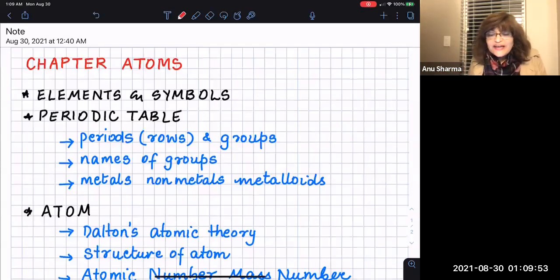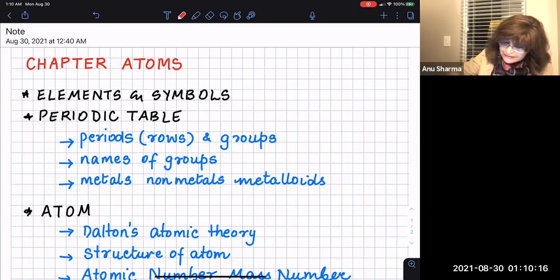Hi guys. Okay, so we are going to cover this chapter on atoms. First, we will look at the elements and the symbols that are associated with those elements. Then the periodic table and the placement of those elements in the periodic table. What are the rows? What are the groups? The names of the groups and the metals and the non-metals and metalloids.